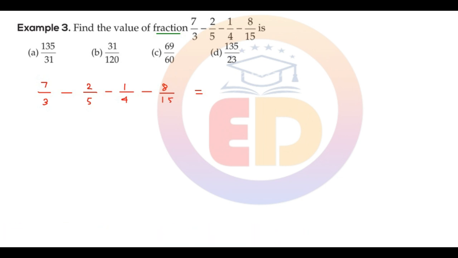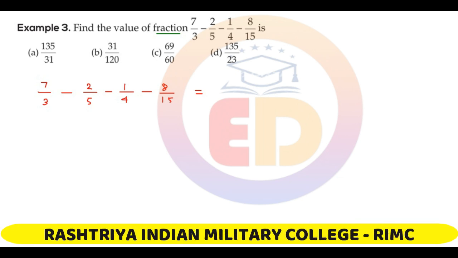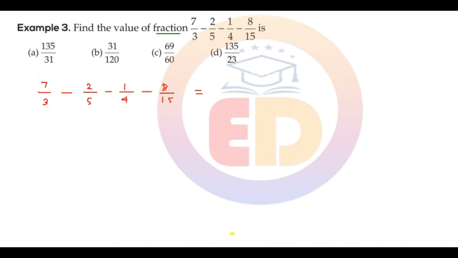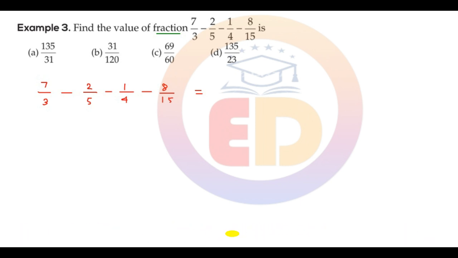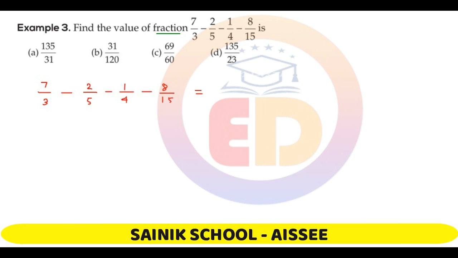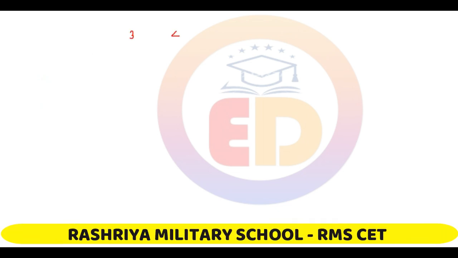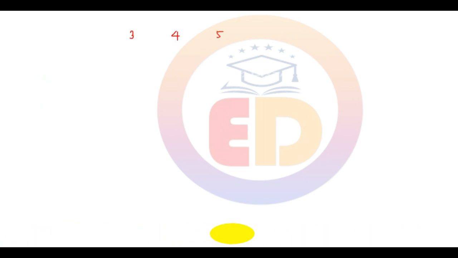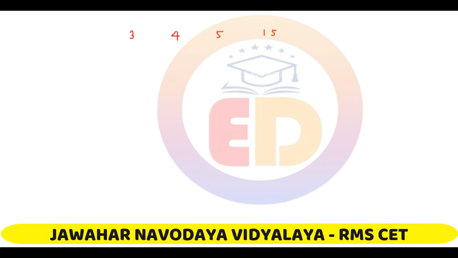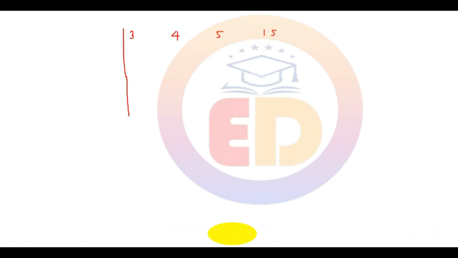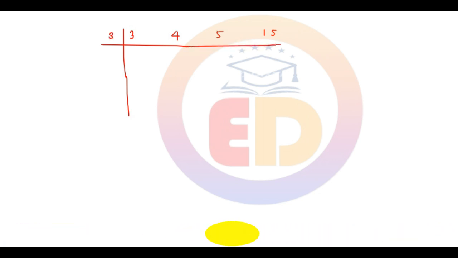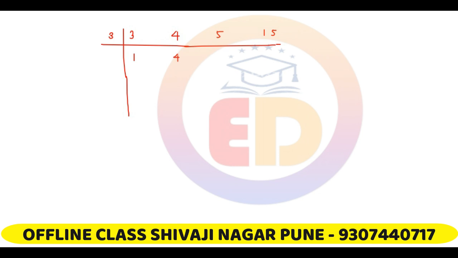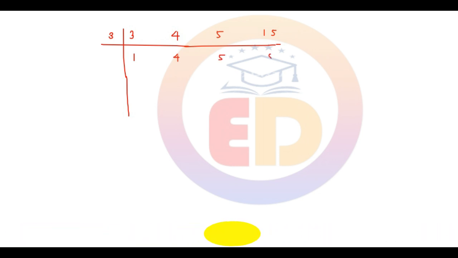And for making the denominators the same, I'll take the LCM of the denominators 3, 5, 4 and 15. Now their LCM will be 60, because 60 will be in the table of all these numbers. 3, 4, 5 and 15. Let's start the division by 3. This is 1, this is 4, this is 5, this is 5.